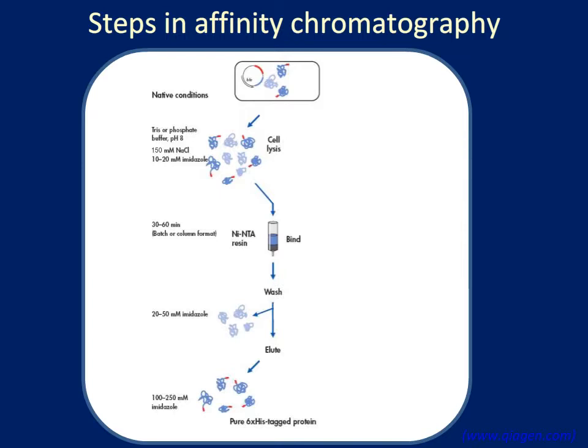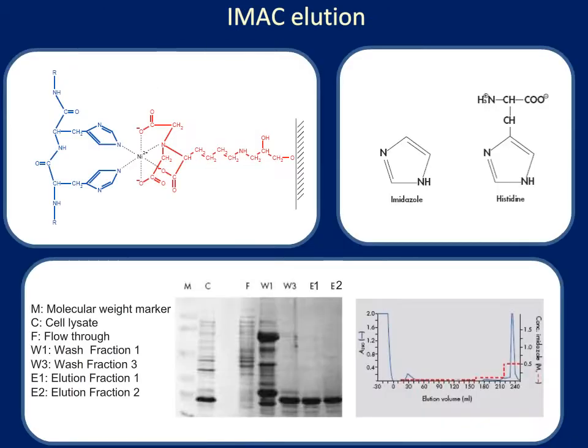Your protein that has the His tag, which is represented here in red, will bind to the resin and should stay on the column during the wash. After the wash, you will elute your protein with a concentration of imidazole around 200 millimolar. During the elution, you are displacing the histidine residues that are chelating the nickel with imidazole.